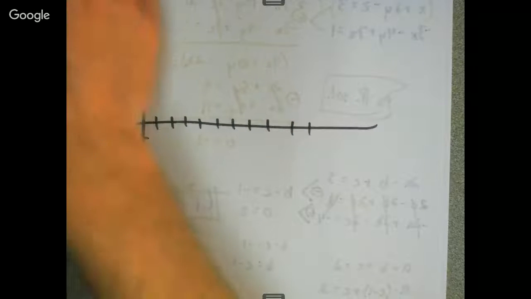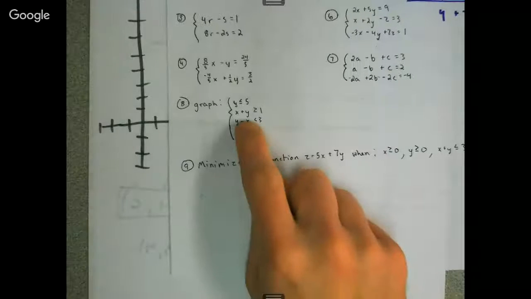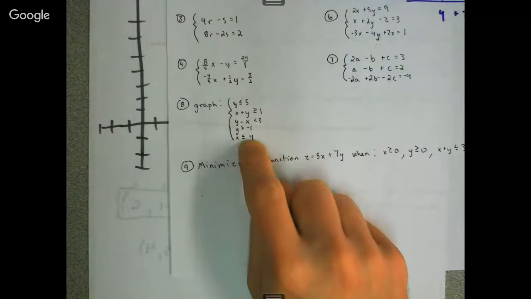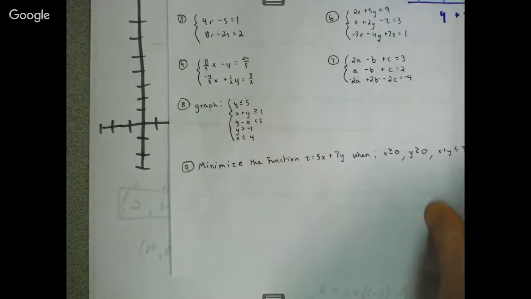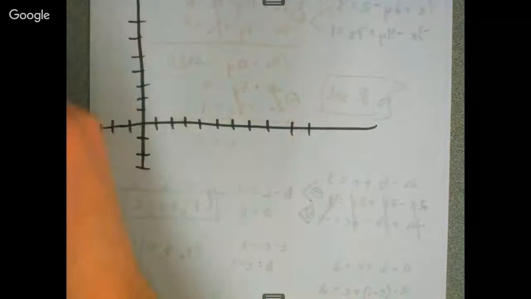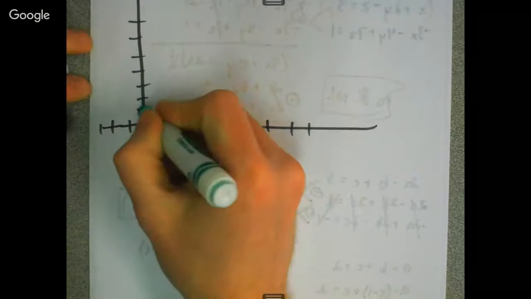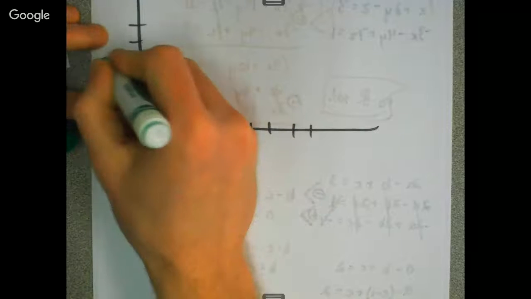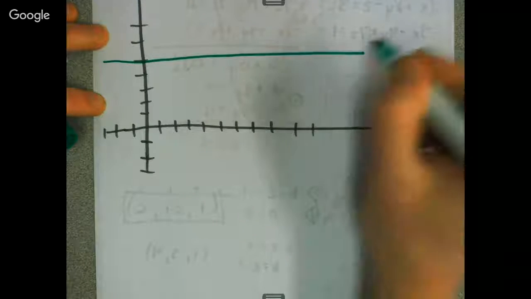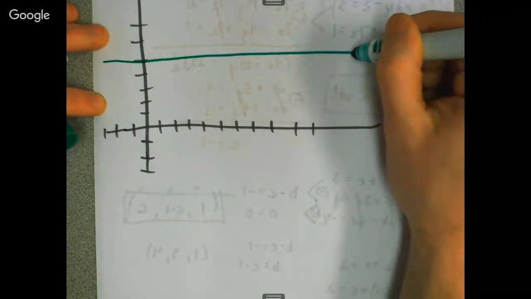Okay, so we've got 3 equations here that we want to graph, and we'll just start with an easy one here. Y less than or equal to 5. So 1, 2, 3, 4, 5. It's a solid line, horizontal, and we're going to shade below.